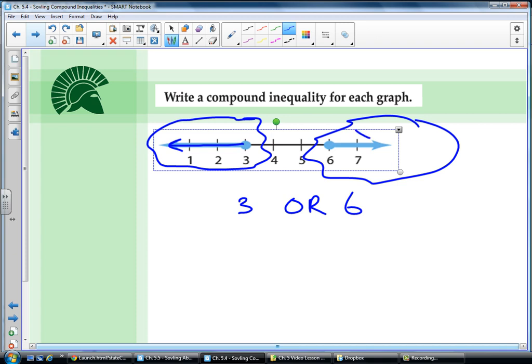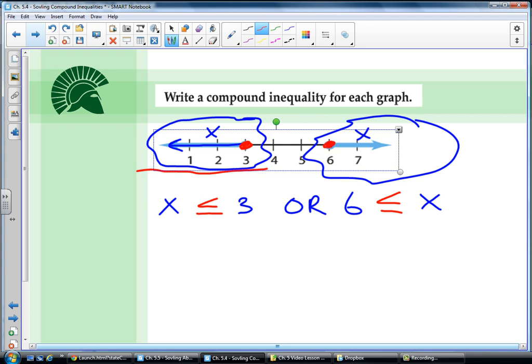So since this is a compound inequality, I'm going to use the same variable for both sides of it. And I'm going to basically put that variable whichever way the arrow is going. Now in this case, on our left side, we're saying that x is less than or equal to 3, because it's a closed circle. On this side, however, we're saying that 6 is less than or equal to the x that we're talking about, because x is greater than or equal to 6, again because of the closed circle, the or equal to part.